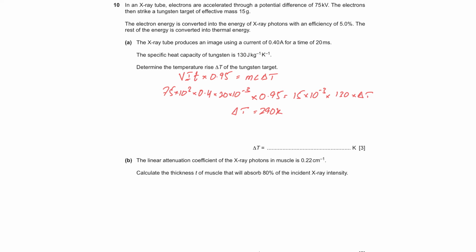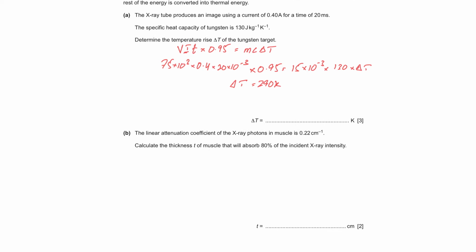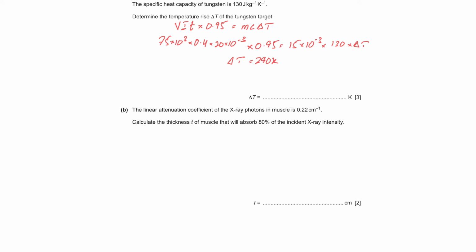Part B says the linear attenuation coefficient of the X-ray photons in muscle is 0.22 per centimeter. Calculate the thickness x of the muscle that will absorb 80% of the incident X-ray intensity. Now I is equal to I naught e to the power minus mu x. That is the formula. So let's say we start off with I naught. After 80% of it is absorbed, we'll be left with 0.2 I naught, or 20% of the initial value.